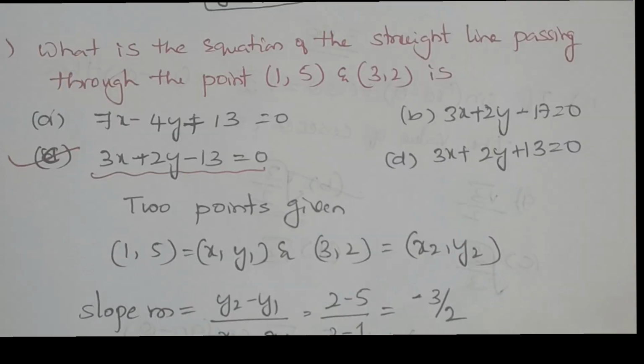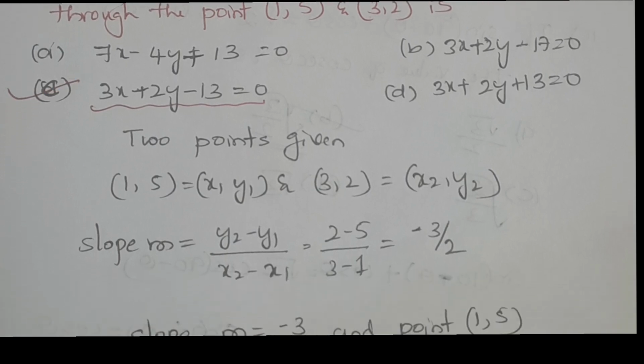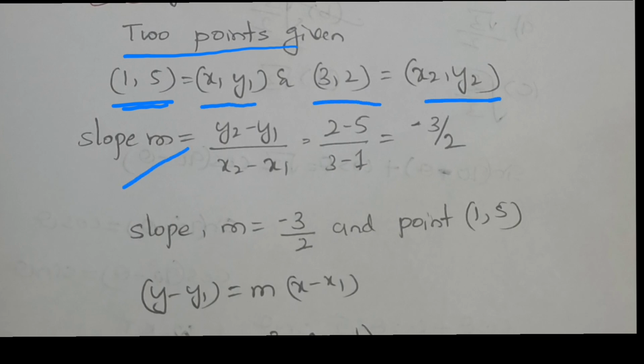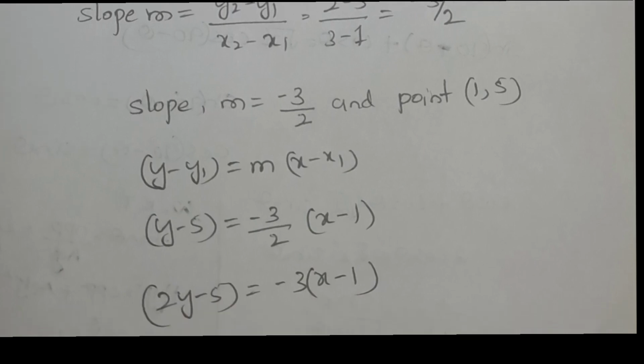So next question, what is the equation of the straight line passing through a point? There are 2 points given, 1 comma 5, 3 comma 2. So the answer is option C, 3x plus 2y minus 13 is equal to 0. So that we have to find out here. Okay, here they have given 2 points, 1 comma 5 is x1, y1, and 3 comma 2 is x2, y2. So we have the slope equation, y2 minus y1 divided by x2 minus x1. Substitute here, you will get the slope. Okay, the slope you got, slope is equal to minus 3 by 2.